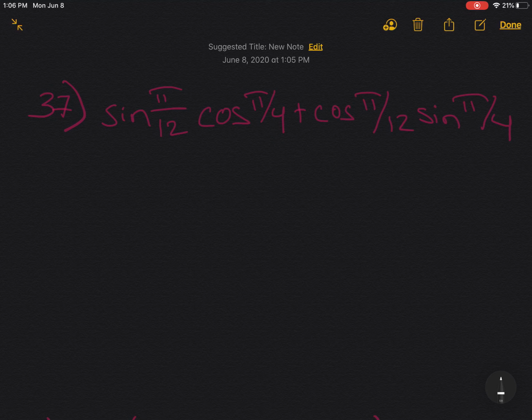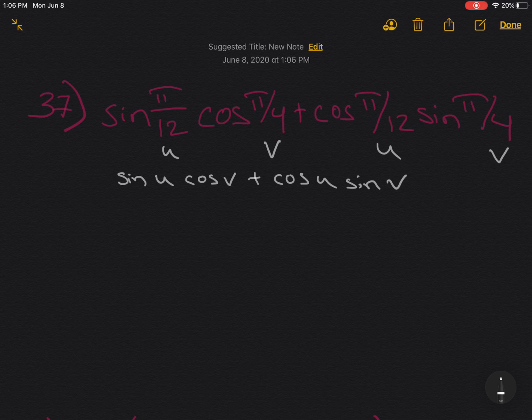It says find the exact value of the expression. So when I look at this, right away I see sine of pi over 12. That is a value that I don't know from the unit circle. But when I look at this format, I see sine of some angle, which I'm going to call u, and then cosine of another angle, and then cosine of the same one from the beginning, and then sine of the second, which is v. So when you look at this formula, this is sine u cosine v plus cosine u sine v. So check out the formulas.